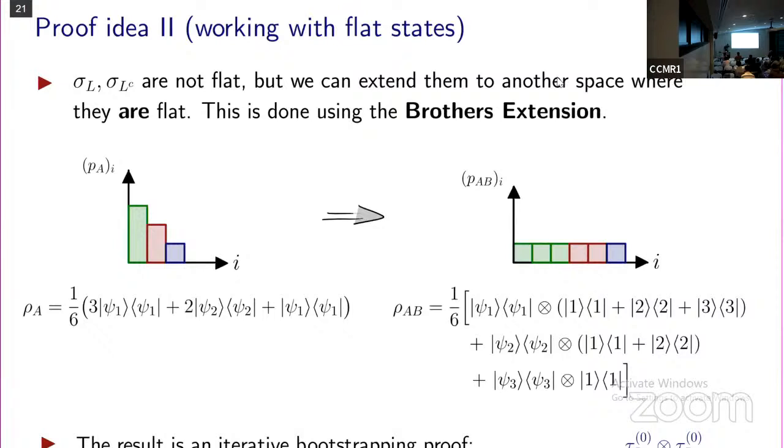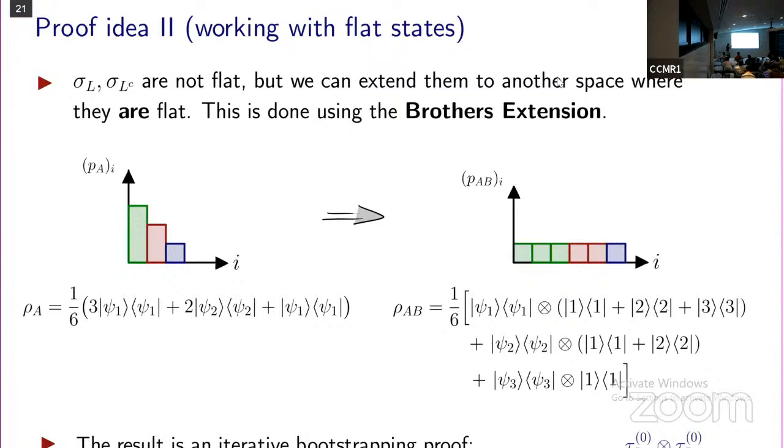And the idea of the brother extension is that you can take arbitrary states that are not flat, they have different eigenvalues, and then you extend it to an auxiliary Hilbert space in which they appear completely flat. And the way you do it is that, first of all, you assume that the eigenspaces are rationals, and if they are not, then you approximate it by something which is rational.